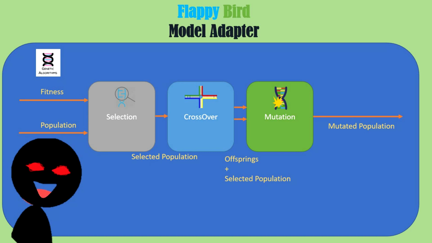So the total is offsprings plus selected population, and in order to make diversity, we pass through mutation. Mutation is changing some parts of the DNA. For example, we have 1, we change it to 0, we have 0, we change it to 1, etc. And after that, we will have a mutated population.